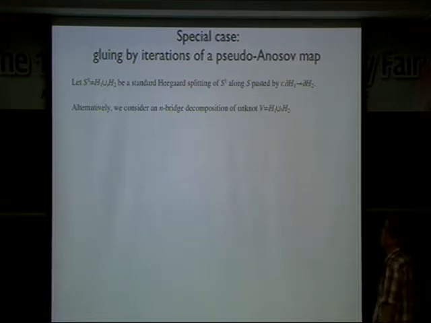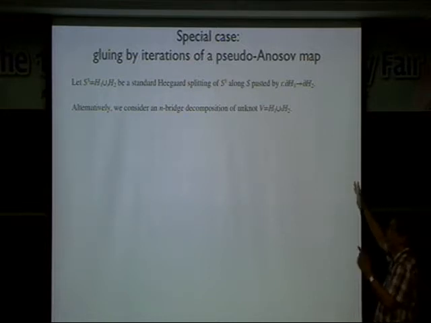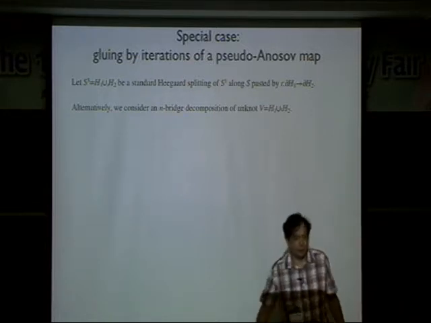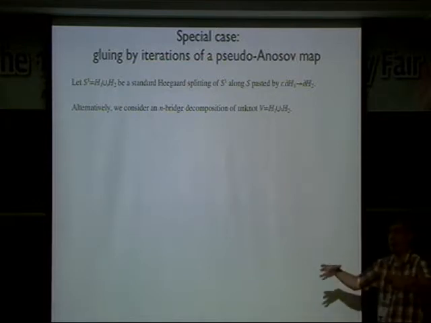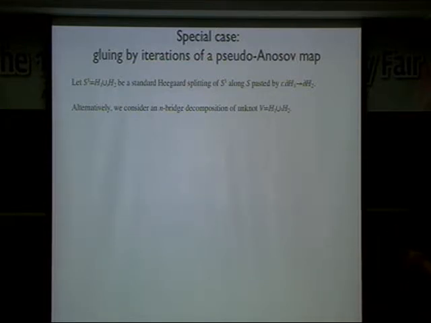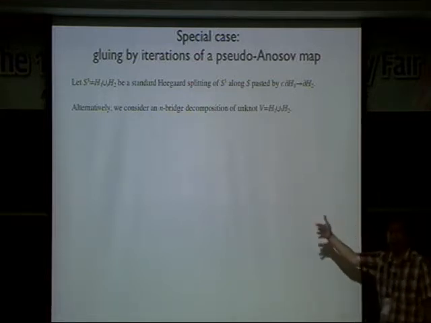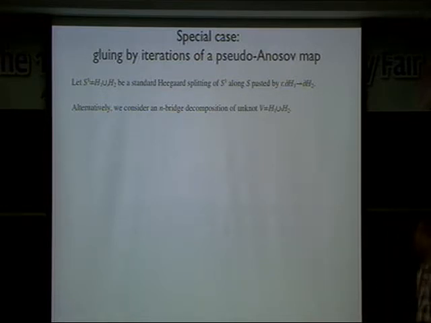So you consider the Heegaard splitting or n-bridge decomposition like this. You consider the standard Heegaard splitting of the three-sphere. So you put the handlebody of genus n in a standard way in S3 and consider the complement. Then you get another handlebody. So you get the standard Heegaard splitting of the three-sphere. So let iota be the pasting map for that standard Heegaard splitting.